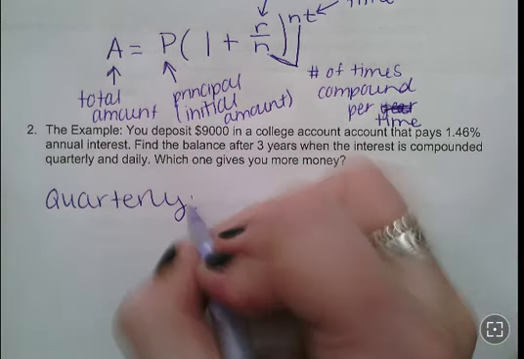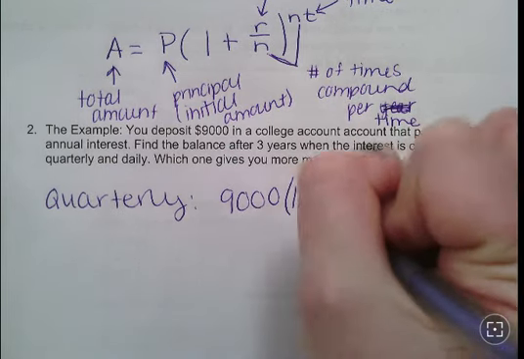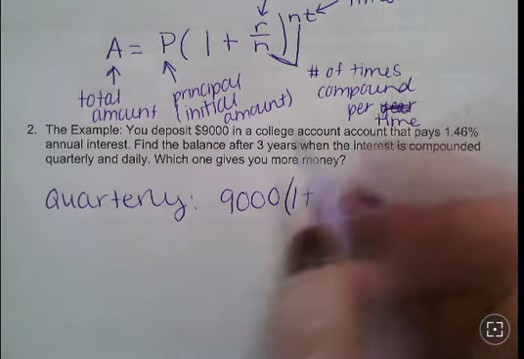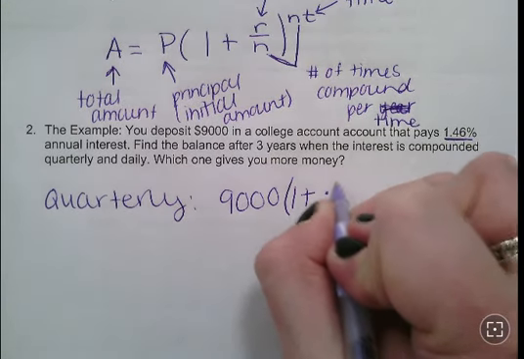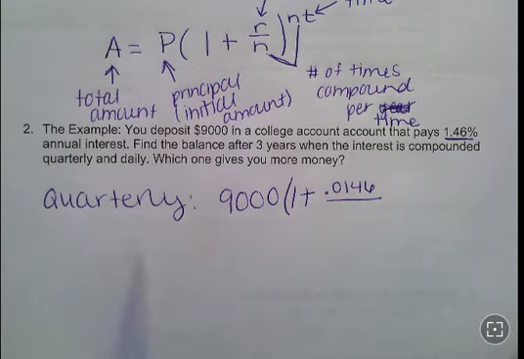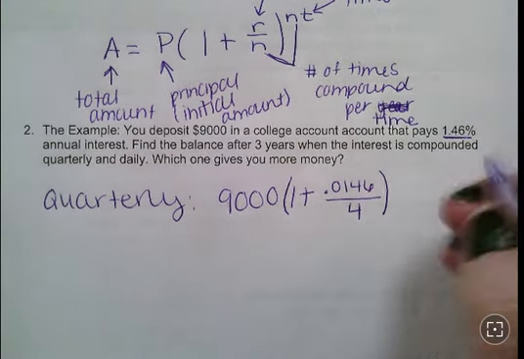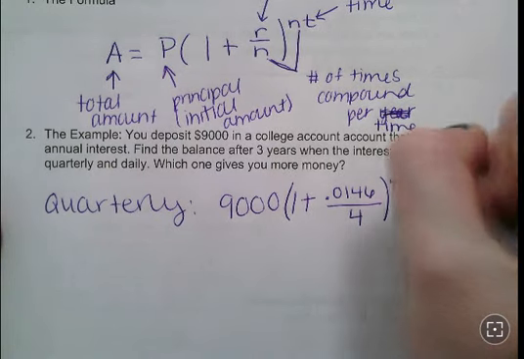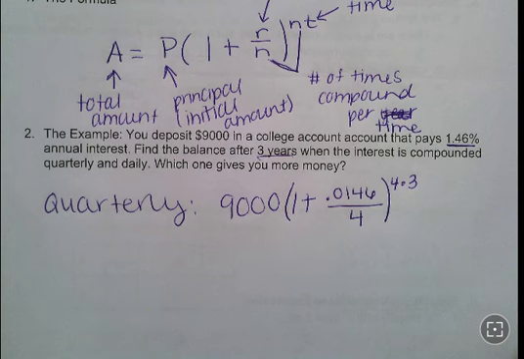So what that means is you start with $9,000, okay? We're growing in amount. And the rate is 1.46%, which is 0.0146 as a decimal. And then n is the number of times we're compounding a year. Well, if we're compounding quarterly, we're compounding 4 times per year. And then we've got n times the time, and they want us here at 3 years.